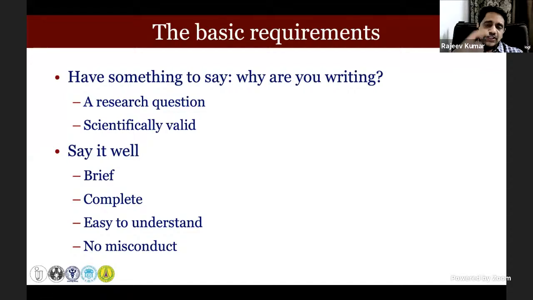The next part is when you do have something to write, you must write it well. You must say it well. So that's the two parts: having the content first and then presenting it in the proper manner. Both must be fulfilled for an article to be considered worthy. Once you believe you have the content, now let's talk about saying it well. Saying it well, or basically writing it well, you need to adhere to certain basic facts. The first thing is be brief.